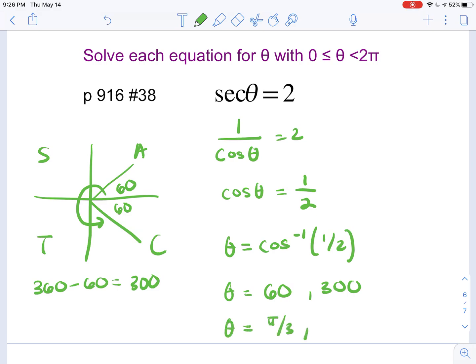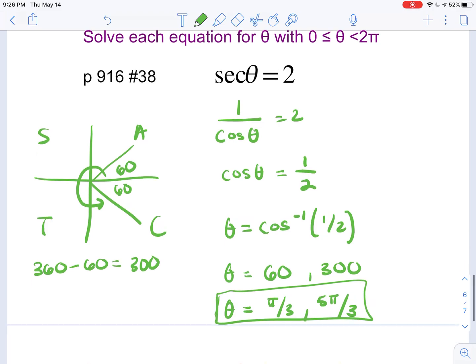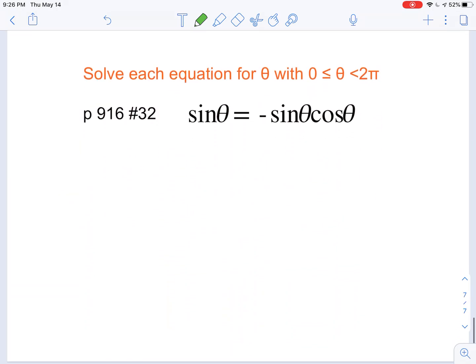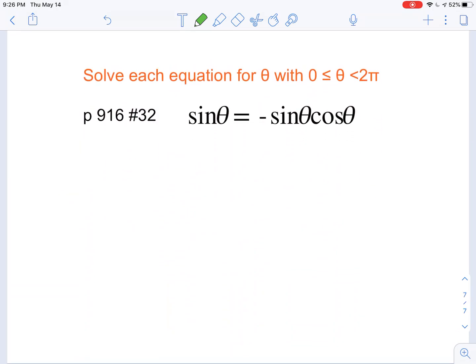Okay, since these are both exact values, right, we did not have to round, we can do a direct conversion. And in radians, this is equal to pi over 3, and 300 is equal to 5 pi over 3. Okay, so those are our final answers. All right. And now for the last and final challenge question. Solve each equation for theta.